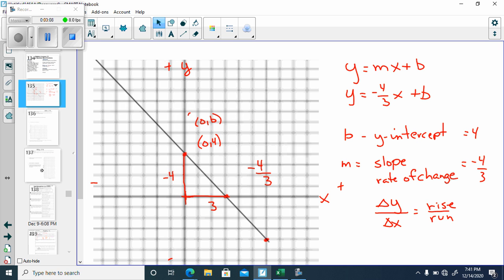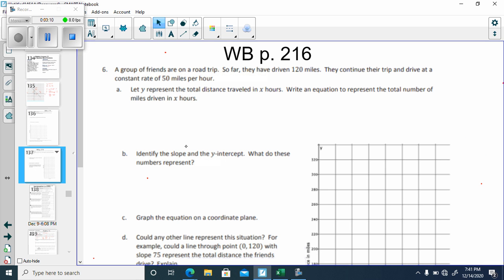In your workbook, go to page 216, and we're going to start with this one. This is just going to step us through seeing how you would write a linear equation for a real-world scenario and how it would compare to a chart if you were to graph it.